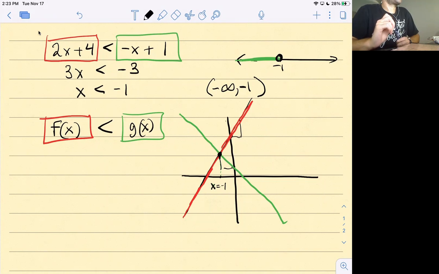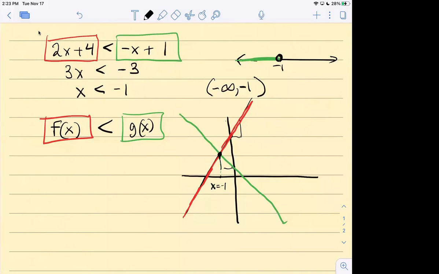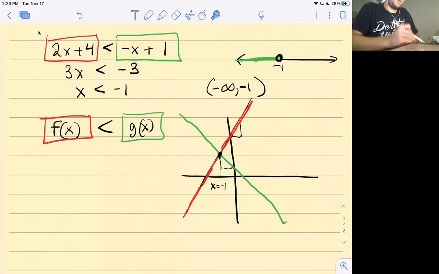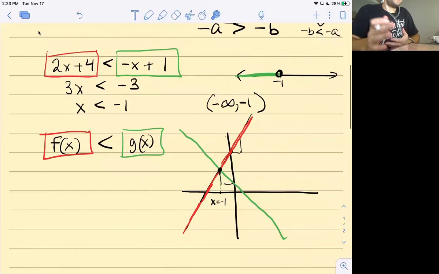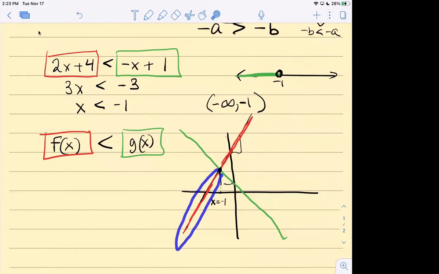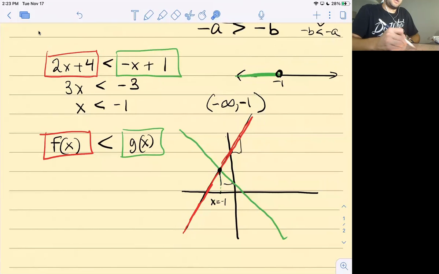Sorry, repeat. Yeah, for what values of x is the red line beneath the green line? Beneath? Yeah, because we want the y value of f of x to be less than the value of g. Wouldn't it be from negative infinity to -1? It's the same thing, exactly. Do you see that, Archer? I'm just asking, when is this line less than the green line? Yeah.